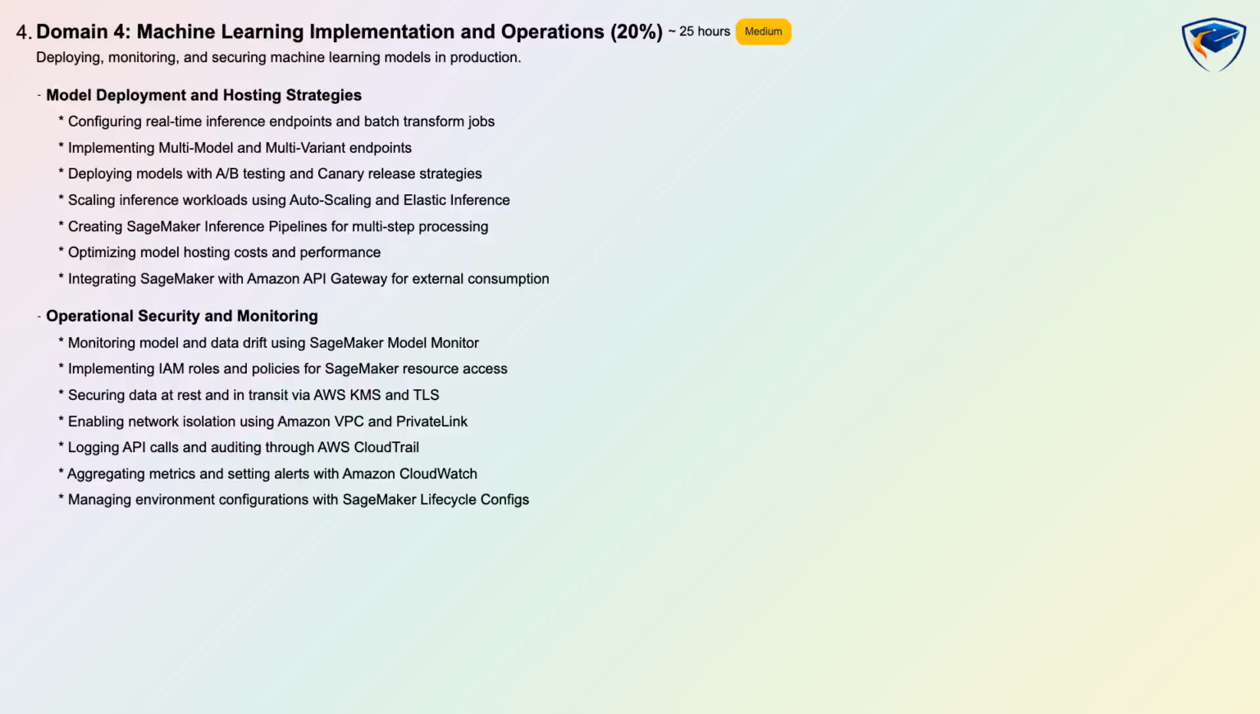The domain also teaches creating SageMaker inference pipelines for multi-step processing and integrating models with Amazon API Gateway for external consumption. Operational security and monitoring topics include detecting model and data drift with SageMaker Model Monitor, implementing IAM roles and policies, securing data at rest and in transit with AWS KMS and TLS, enabling network isolation with Amazon VPC and PrivateLink, auditing with CloudTrail, aggregating metrics and alerts with CloudWatch, and managing environment configurations with SageMaker Lifecycle Configs.